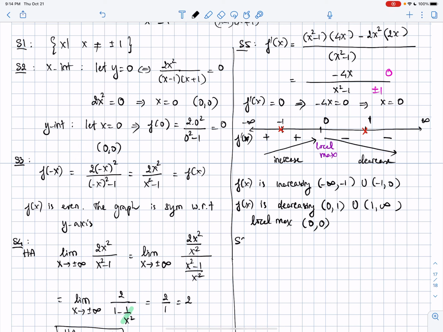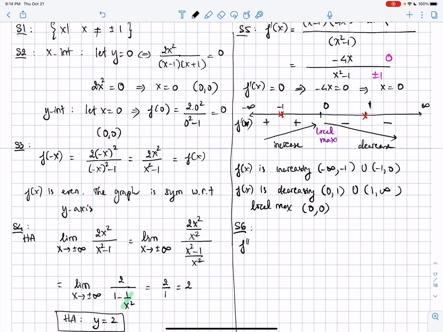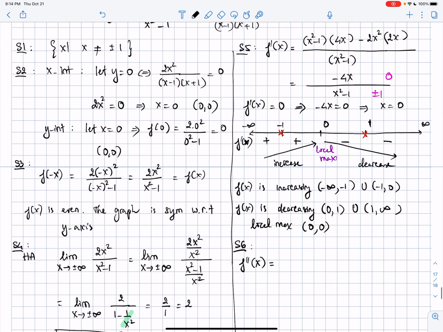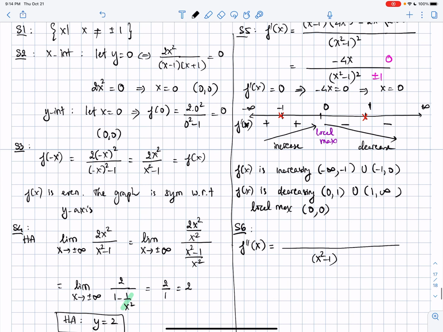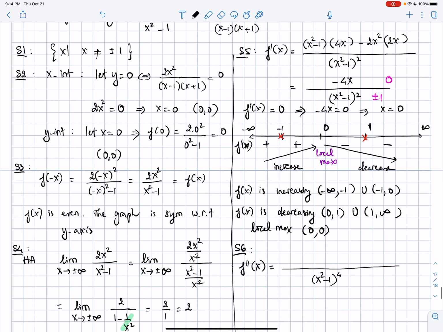Okay, so the next step, number 6, we find the f double prime, so that we can find the concave upward interval or concave downward interval. Now we use the quotient rule again. Oh, by the way, let's go back to f prime. It's a square right here, right? Okay, I forgot that. So in the bottom will be to the 4th. It's squared. Okay, so this is the answer for our f prime.